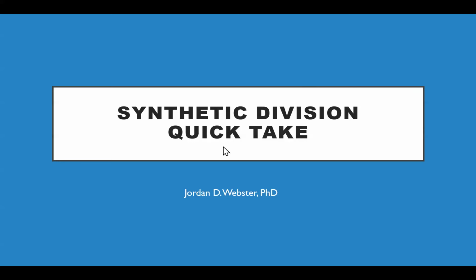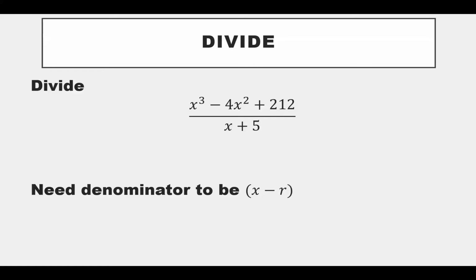This video is a quick take on how to do synthetic division. Suppose we want to divide a polynomial by another polynomial. If we want to do synthetic division, we need our denominator to look like x minus some r value. In this case, we have that. Our denominator is x plus 5. That's like x minus a negative 5.